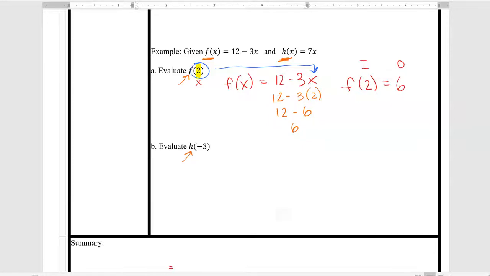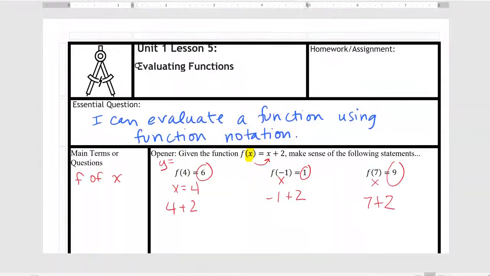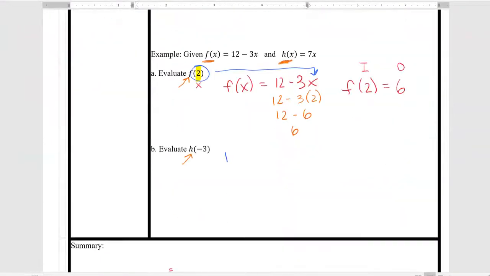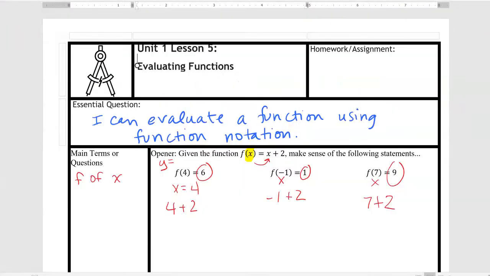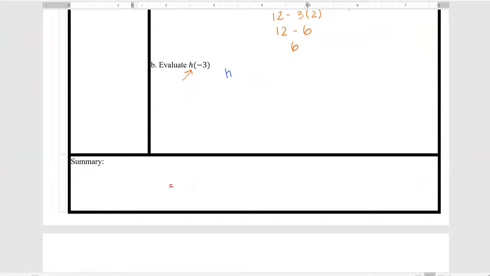Okay, so I'm working with h of x. Oh my gosh, I got to figure this out. I'm so sorry.